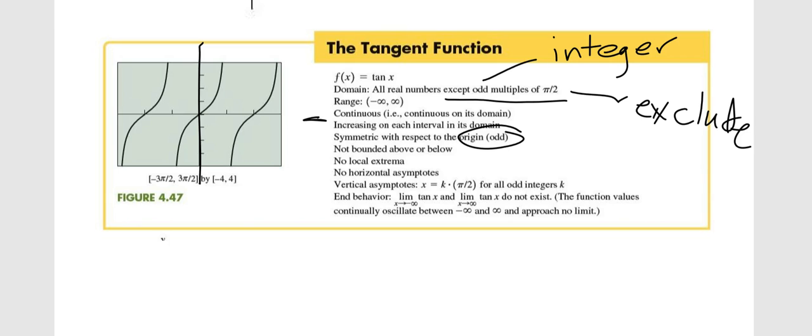Each part, in between the asymptotes, is increasing, right? Symmetric, we talked about the odd function. Not bounded above or below, that seems pretty obvious. No local, so no relative mins and maxes. Definitely no horizontal asymptotes, just the vertical ones. And you can see that these have to go together. Now they kind of have a weird notation. Vertical asymptotes are at k pi over 2 for all odd integers k. So they're just trying to say odd integer multiples of pi over 2. That's all they're getting at.